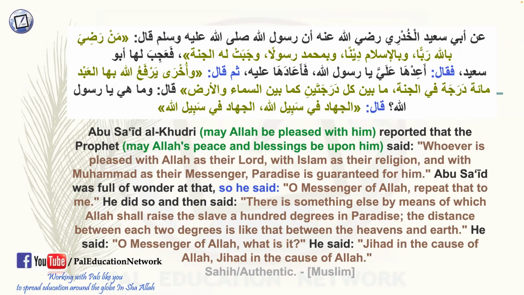Okay. And Abu Sa'id was full of wonder at that. So he said, Rasulullah sallallahu alayhi wa sallam, repeat that to me. He did so and then said, there is something else by means of which Allah shall raise the slave 100 degrees in paradise. The distance between each 2 degrees is like between the heavens and the earth. So the distance is not simple, it's very huge. And he asked Rasulullah, what is it? And he said, Jihad in the cause of Allah, Jihad fi sabilillah.